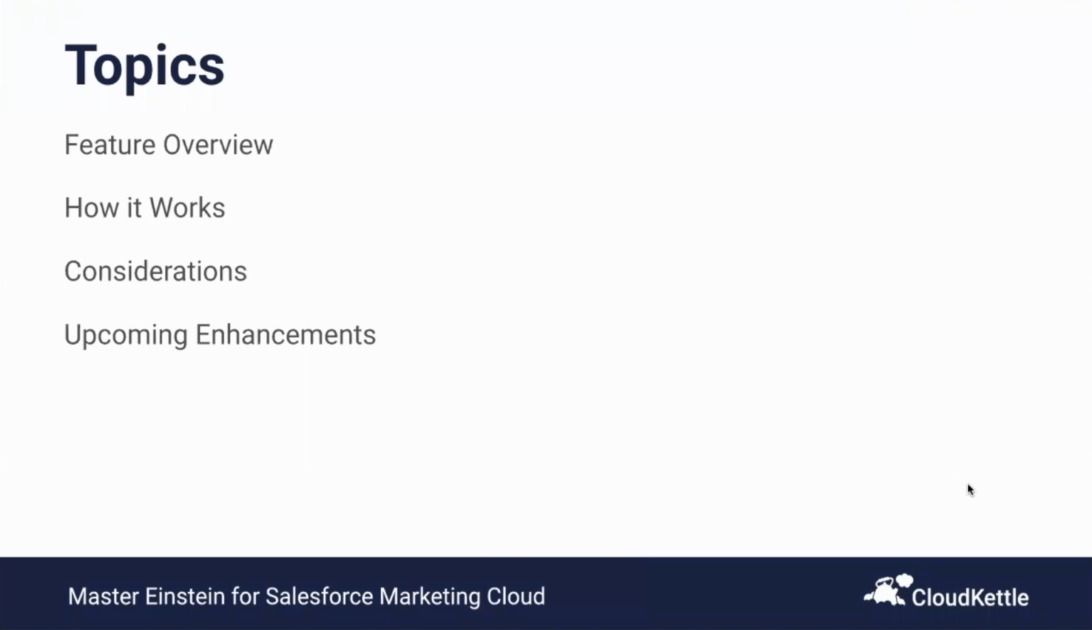In this session, I'll be introducing Einstein email and web recommendations for Salesforce Marketing Cloud. I'll provide an in-depth review of Einstein recommendations, explain how it works, and highlight areas that you need to consider when using this feature. And finally, I'll provide an insight into upcoming product enhancements that we can expect to see in future releases.